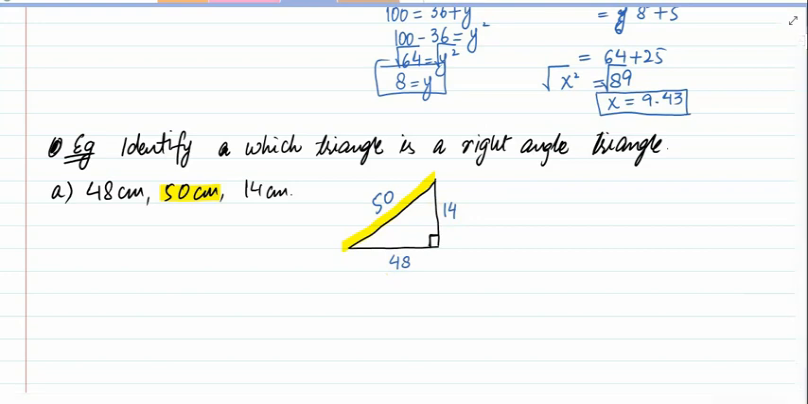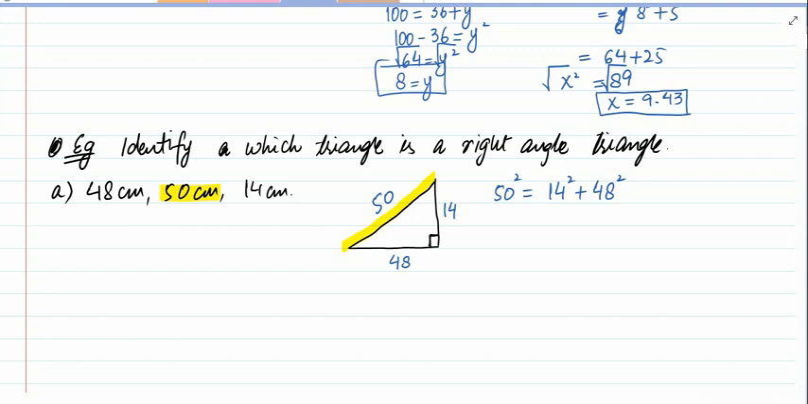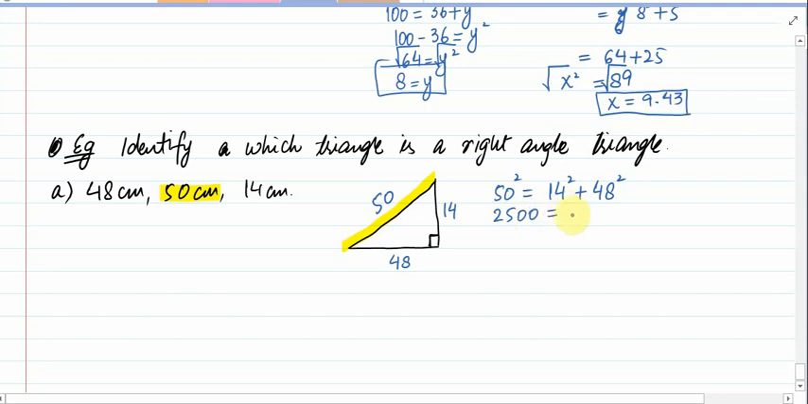After that you need to apply Pythagoras. So it will be 50 square is equals to 14 square plus 48 square. Now you see that there isn't any unknown in this, right? So simplify it further. 50 square is 2500, 14 square is 196, plus 48 square is 2304.